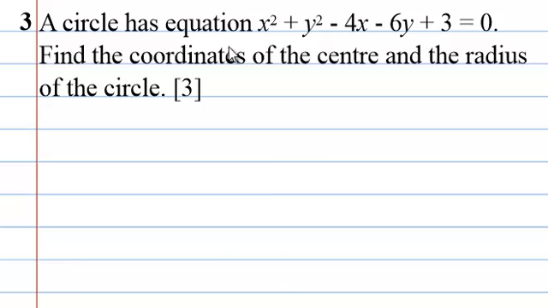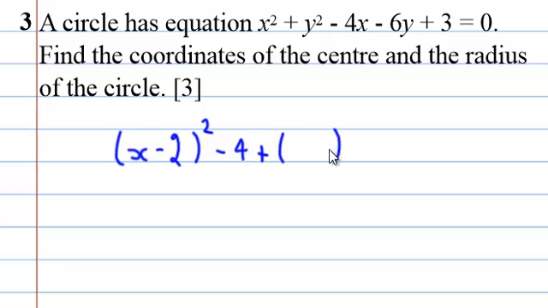Question 3, a circle has the equation given, find the coordinates of the centre and the radius. So we need to apply completing the square twice to the left hand side to separate out the x and y things. So looking at the x term here, minus 4x, if we halve that coefficient, then we put negative 2 in the bracket, which is then squared, and we subtract from that 2 squared, which is 4.